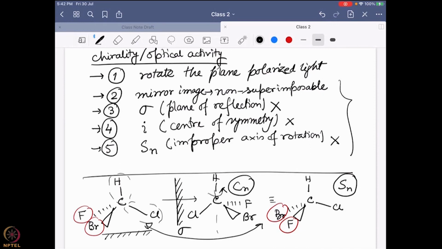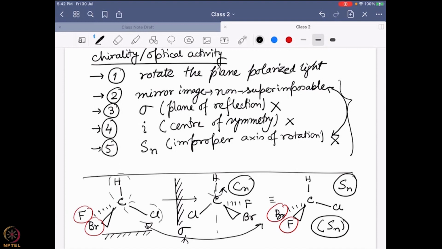So in that respect, we can say that what we are doing is Cn and sigma h. So we are doing an Sn operation, and that means whether these two systems are superimposable or not, in the mirror image, and the Sn is nothing but the same.